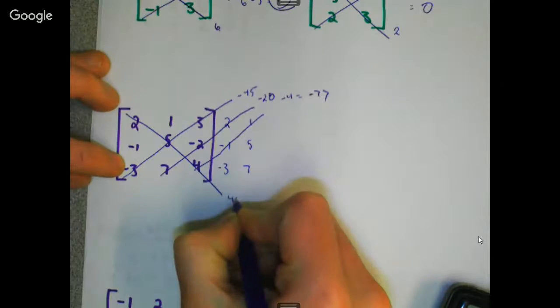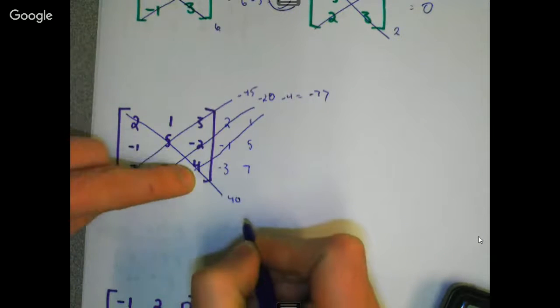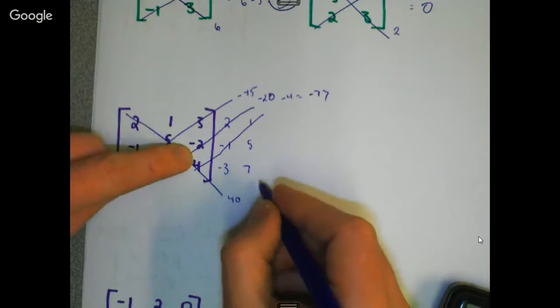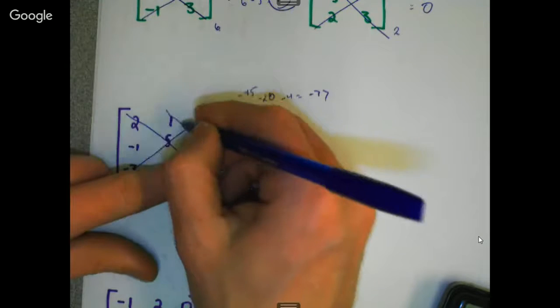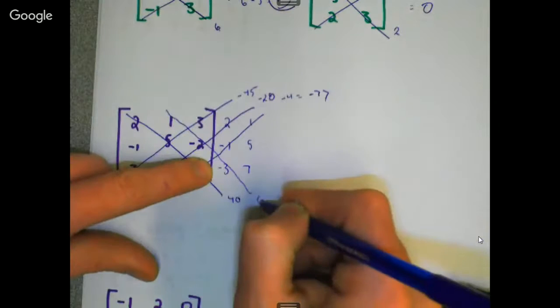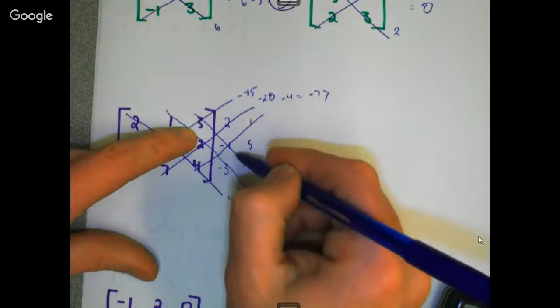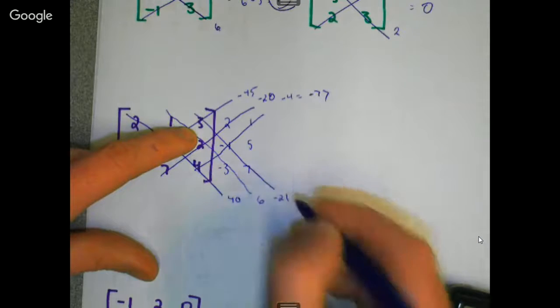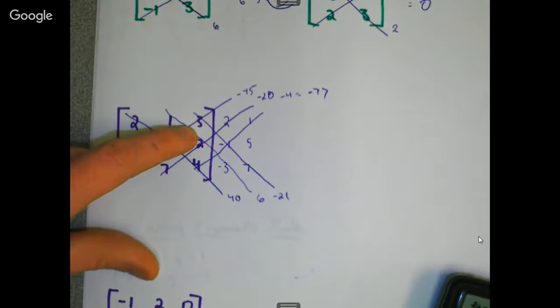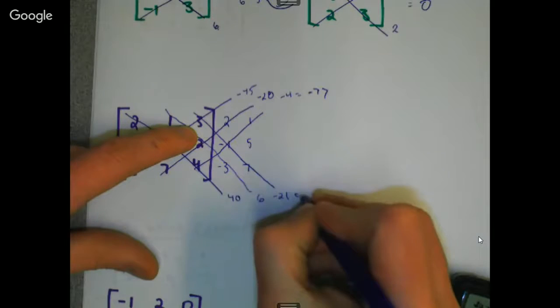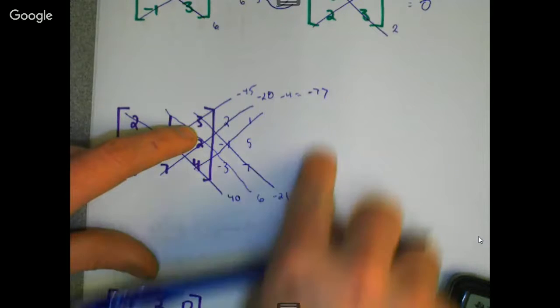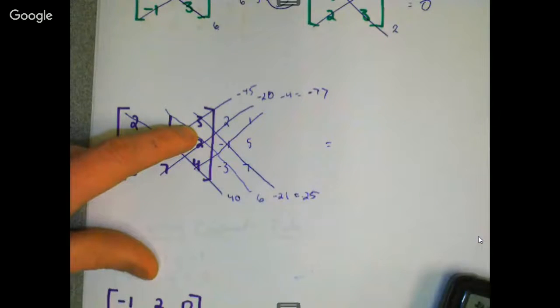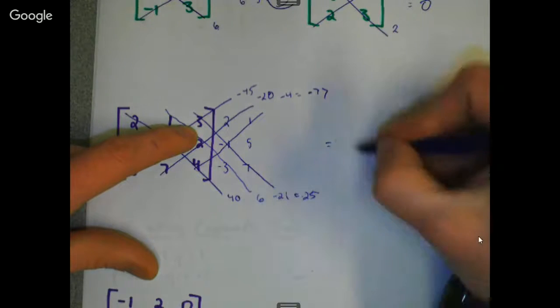So that's 40. 2 times 5 is 10, times 4 is 40. 1 times -2 times -3 is 6. And 3 times -1 times 7 is -21. So we'll add those up. Get 25. And again, we have bottom number minus the top number, which is 102.